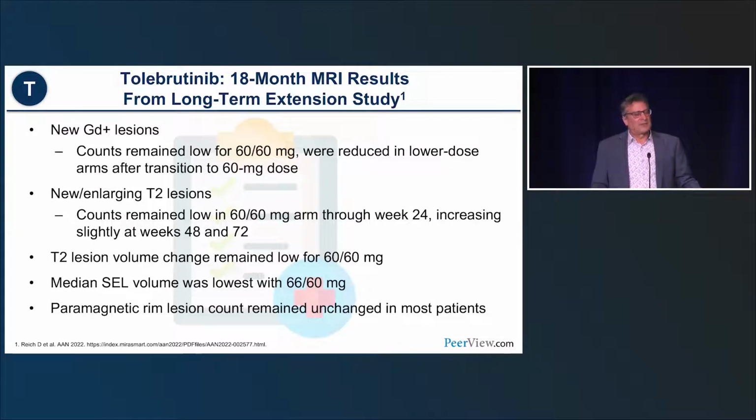And again, looking at the long-term extension, this was presented recently at the American Academy of Neurology in lovely Seattle. I think it only rained one day. And again, the activity counts were quite low, both for new GAD activity and enlarging T2 lesions. We'll come back to the slowly expanding lesions, this new term, something new to learn about at the end of the presentation. And PRLs, paramagnetic rim lesions as well, were quite stable throughout the study.